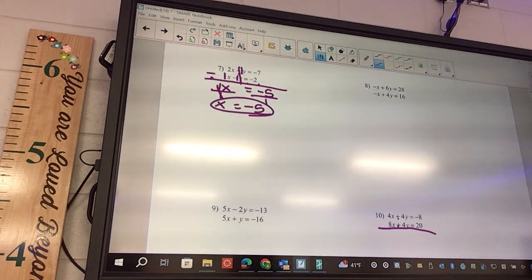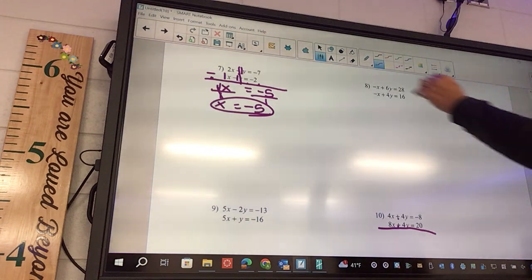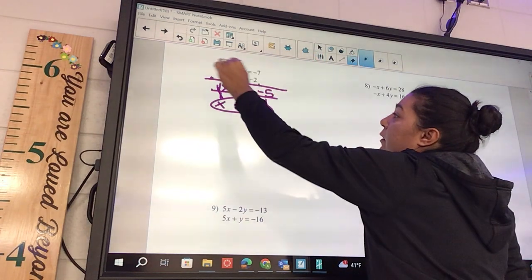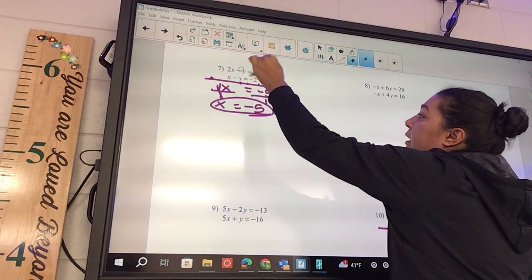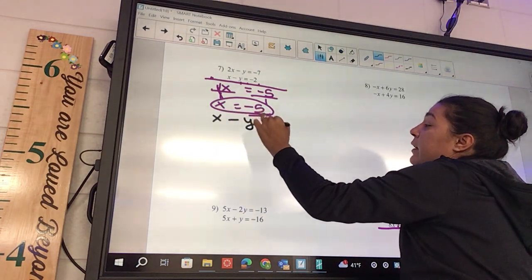Okay, and then everything else is the same. You're going to plug it into one of the equations above. Okay, which one would you like to use? 2. Equation 2. Okay, and I'm going to erase this just so I can see a little bit. Okay, so we're going to write it down exactly what it looks like. Okay, so x minus y equals -2.